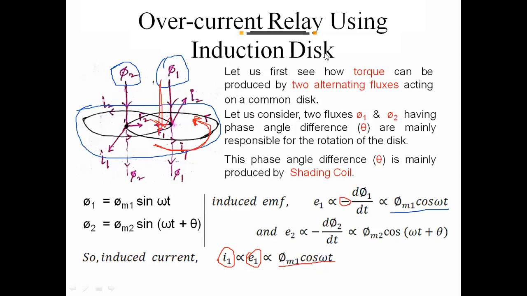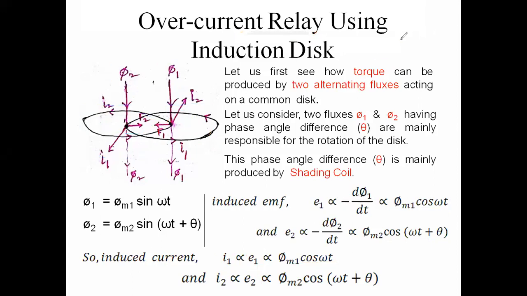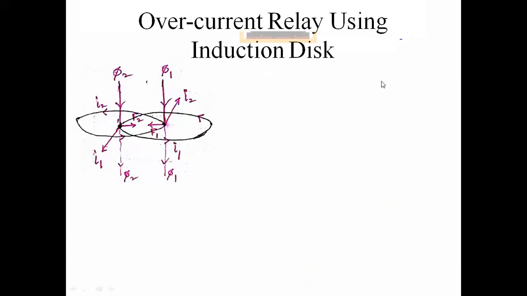Next, the second one. I2 is proportional to E2, which is proportional to phi m2 cos(omega t plus theta). Again, when phi 2 flux cuts the disc, the I2 eddy current also rotates in the anti-clockwise direction. So these are the two eddy currents, I1 and I2, due to the two fluxes phi 1 and phi 2 respectively. Now, how will this disc rotate?